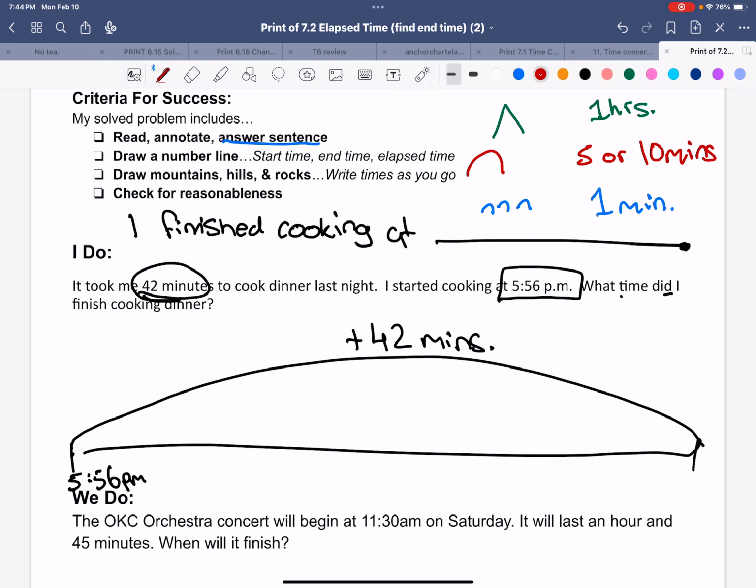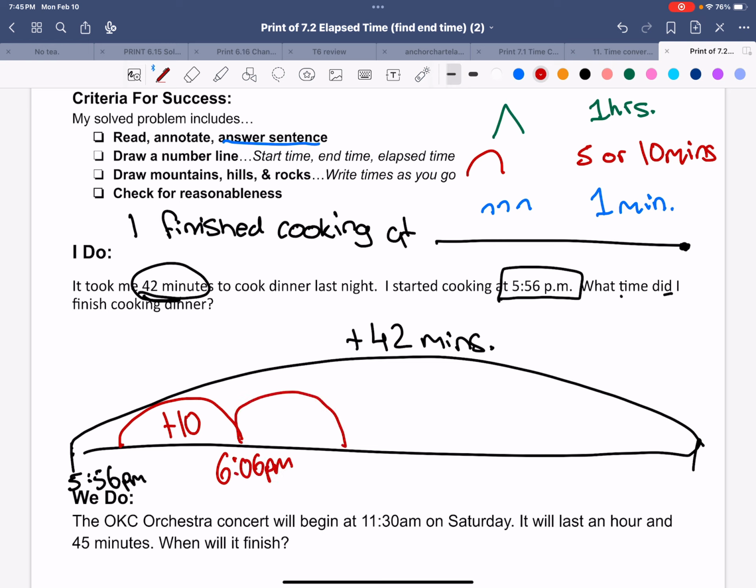Let's see, I can use 4 10-minute hills. So let's do that. Plus 10 minutes, 5:56 plus 10 minutes. If I just add that like normal, it would be 5:66. That's not a real hour. What I can do is I can stamp the bottom number, 5:56, 5:57, 5:58, 5:59, 6 o'clock, 6:01, 6:02, 6:03, 6:04, 6:05, 6:06 p.m. 6:06 p.m. That's 10 minutes, right?